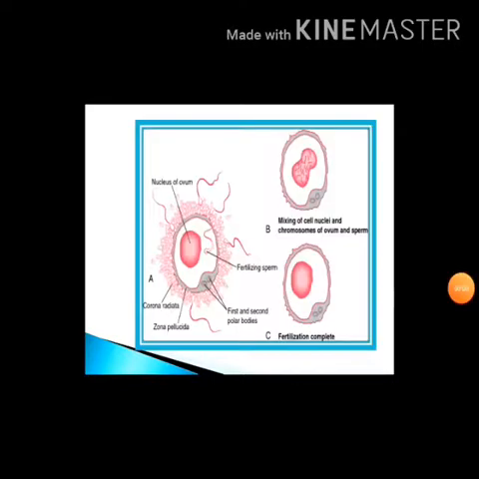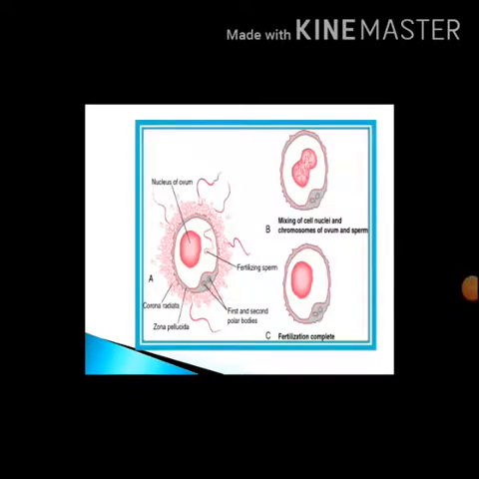The secretions of the acrosome help the sperm enter into the cytoplasm of the ovum through the zona pellucida and the plasma membrane. This induces the completion of the second meiotic division of the secondary oocyte. This results in the formation of a second polar body and a haploid ovum. Soon, the haploid nucleus of the sperm and that of the ovum fuse together to form a diploid zygote.